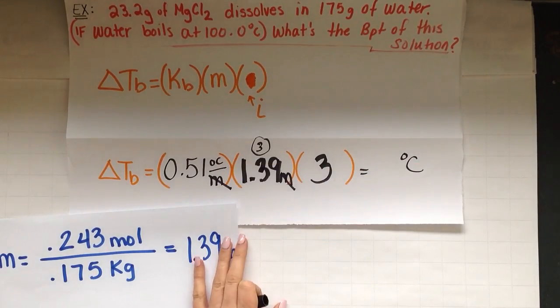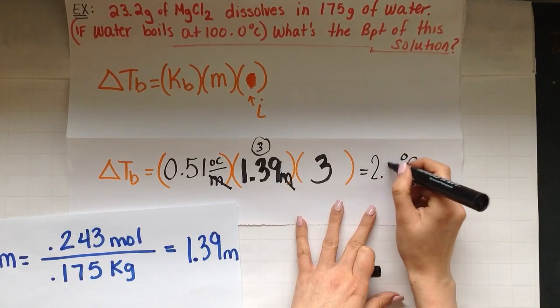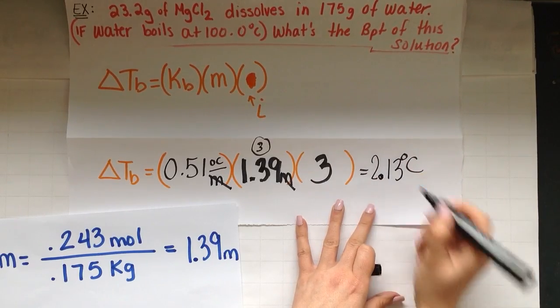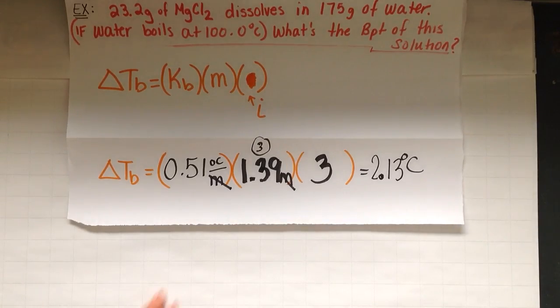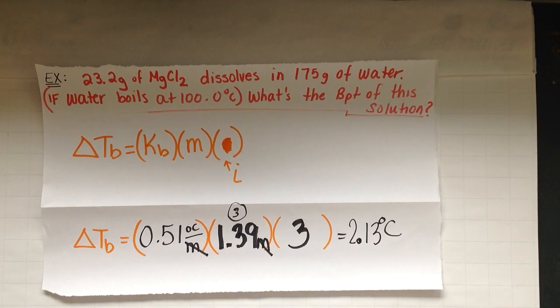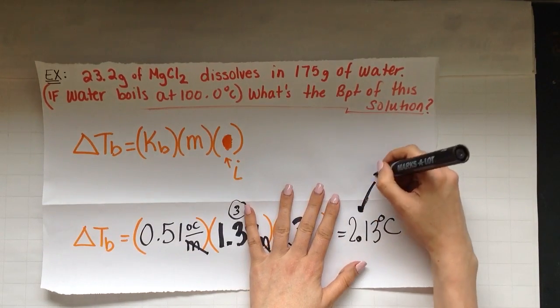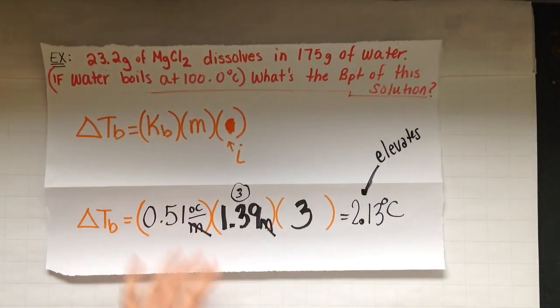So let's multiply all 3 of these. Take a second and do that now. And round it to 3 sig figs. You should get 2.13 degrees Celsius. So is that the answer? Well, let's check the question. It asks, what's the boiling point of this solution? Well, that's how much it's elevated, right? It elevates up 2.13 degrees Celsius.